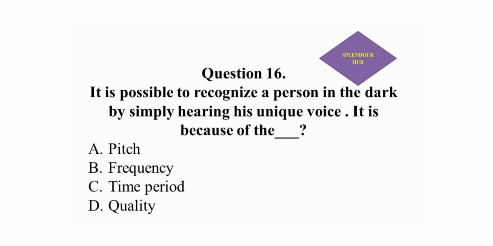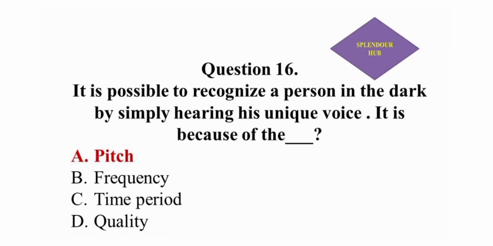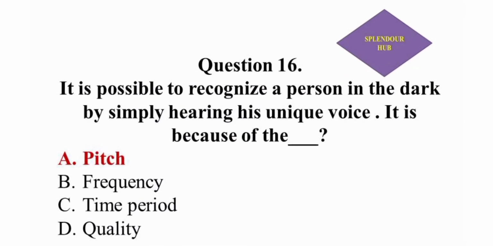Question 16. It is possible to recognize a person in the dark by simply hearing his unique voice. It is because of the option A pitch, option B frequency, option C time period, option D quality. Answer: it is possible to recognize a person in the dark by simply hearing his unique voice. It is because of the pitch.